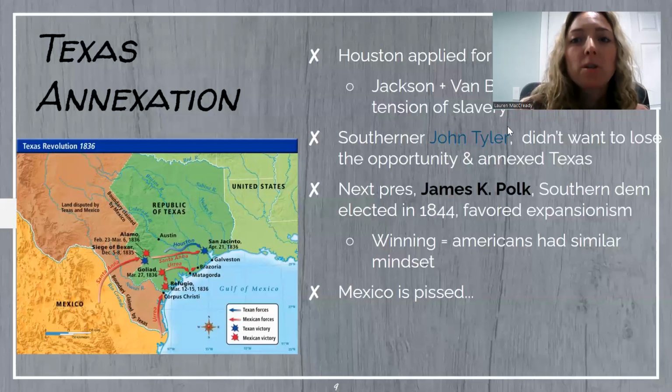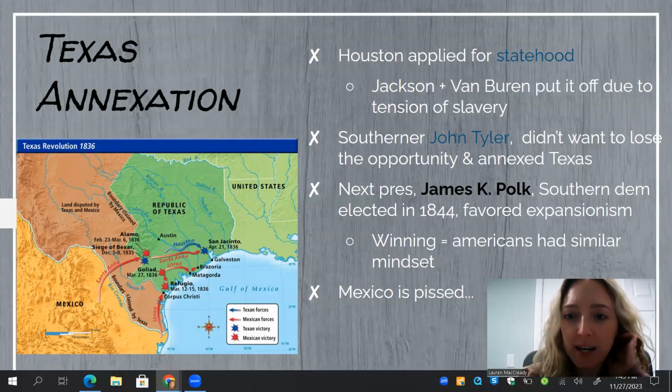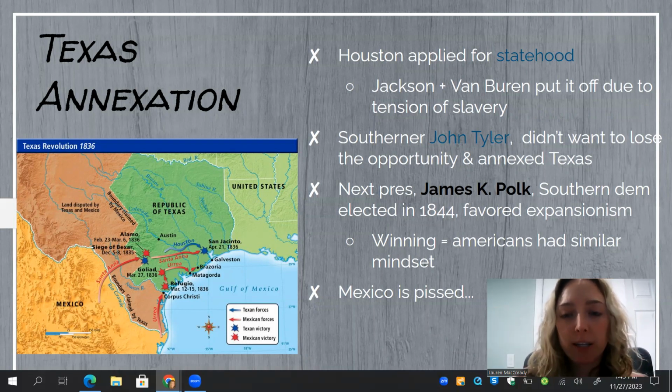Okay, so let me move me down here to the corner so you can see this. All right, so Sam Houston is now the official president of the Republic of Texas, and he applies for statehood to the United States government. He wants Texas to become incorporated into America.